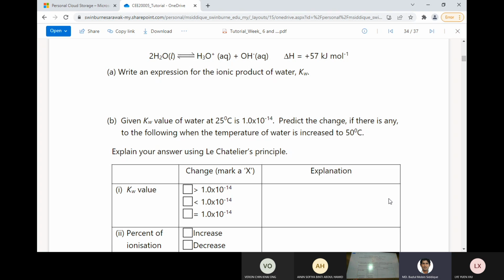That is why they are more than 1 times 10 to the negative 14. It is increasing from 1 times 10 to the negative 14. Okay. Percentage of ionization, of course, we understand the percentage of ionization is increasing as well. Just now I said that ionization is increasing, so percentage ionization is increasing.